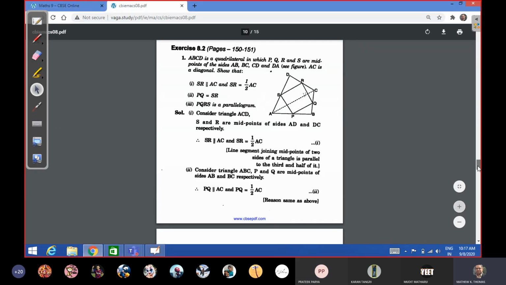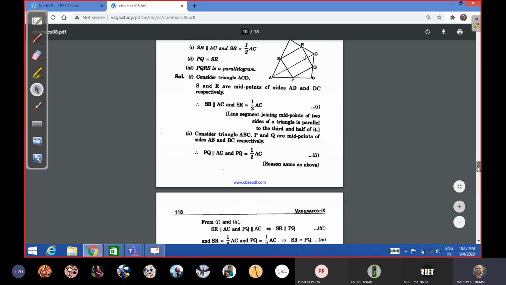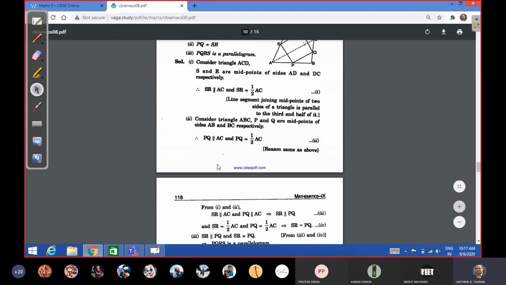Now we go to the second part. PQ has to be proved equal to SR. Just like we took triangle ADC, in the same way in triangle ABC, now what can I say? I can say PQ is parallel to AC and PQ is half of AC, right? If I compare these two, what is common? AC is common. We know that two lines parallel to the same line are parallel to each other. If I take this AC out, what is left here? PQ and SR. So I will get PQ parallel to SR, and PQ is half AC, SR is also half AC. So what is the conclusion from here? I can say that PQ is equal to SR.